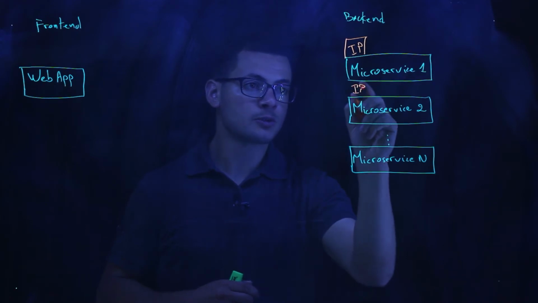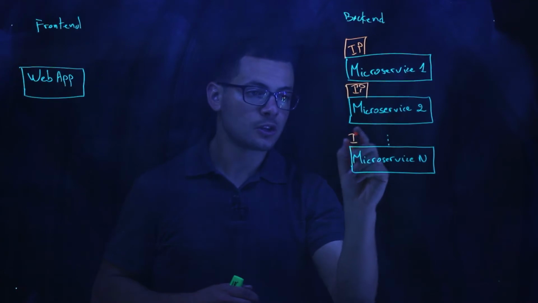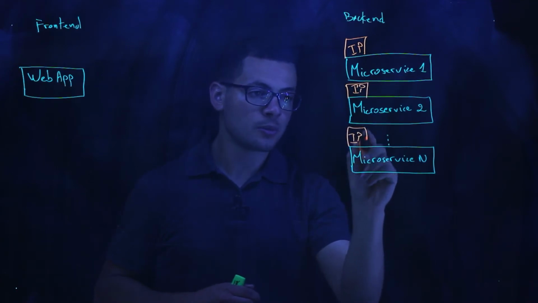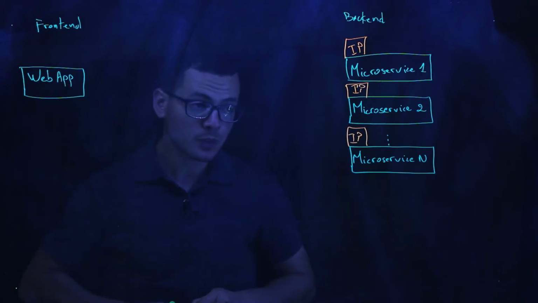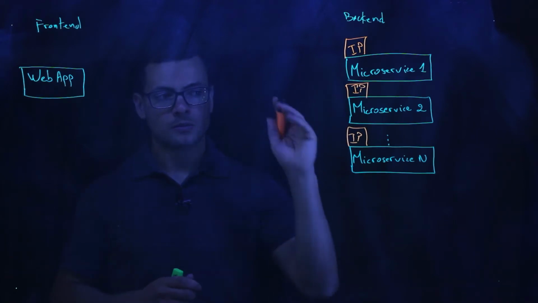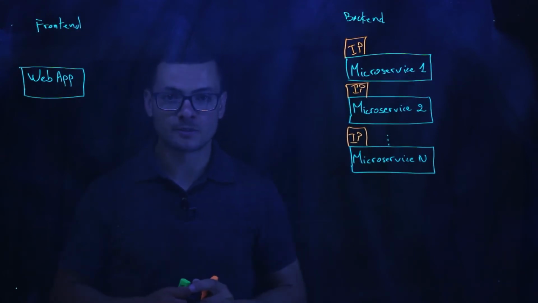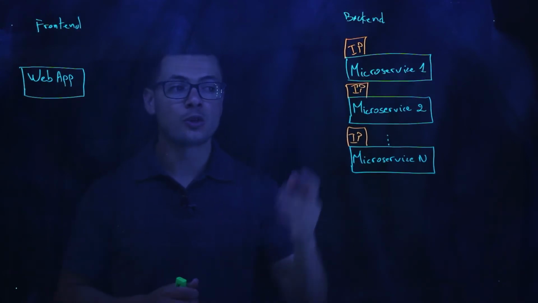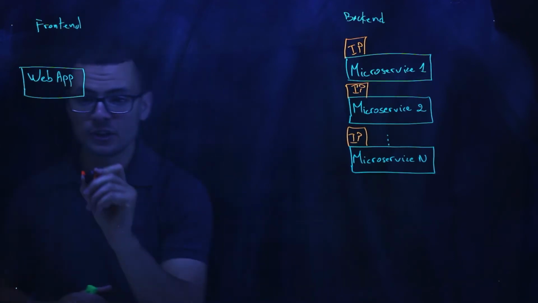So for my microservice number one, I have public IP, and also each one of my microservices should have a public IP with the port number. This means that those microservices will be exposed publicly through the internet. They will be exposed to the hackers. So this is a security issue. Let's mention that here.